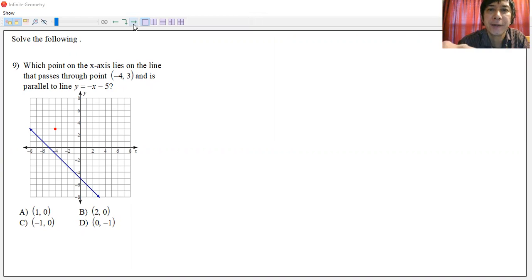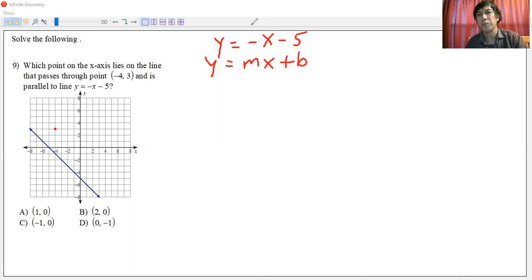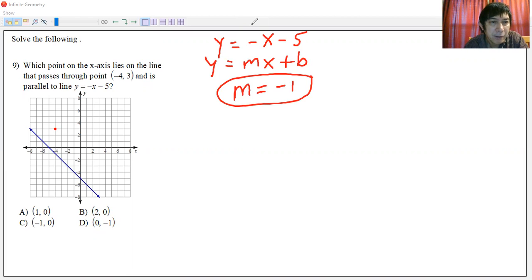So the blue line is given as y equals negative x minus 5. We can clearly see the slope here. Following the slope-intercept form, that means our slope here is negative 1. It's a negative 1 slope. Now, the question is, which point on the x-axis lies on the line that contains negative 4, 3, and is parallel to this line with the slope of negative 1.